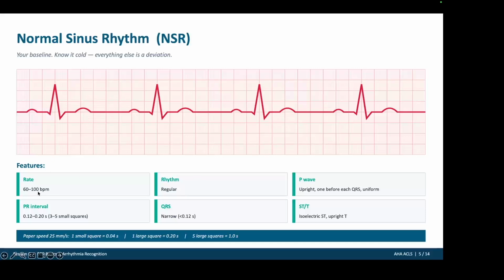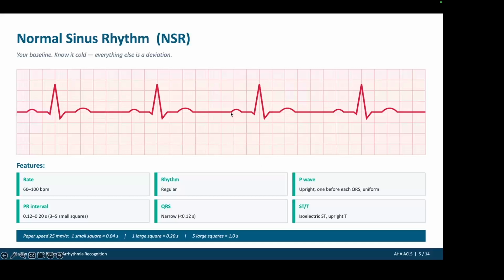Here the rate is 60 to 100. It's a normal rate first. Next the rhythm. It is regular because the RR interval is equal. The rate may not be accurate here because of this graphical misrepresentation, because we have to measure the squares between these and divide by the RR interval space. So that we will discuss in the detailed ECG manual in another session. Now in rhythm it is regular because all the RR intervals are equal.